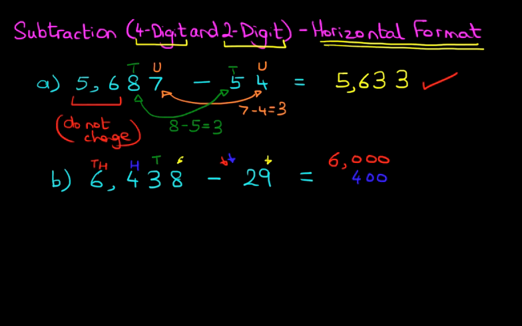Now we've got the tens, and we have 3 minus 2. 3 tens minus 2 tens is 1 ten. So we can write that down. 10. And lastly, we have the units. And for the units, we have 8 minus 9. Well, you know this from your negative numbers, 8 minus 9 is minus 1. So we can write this down. It's going to be minus. All the other numbers are plus.